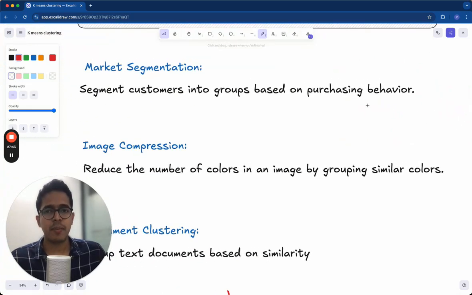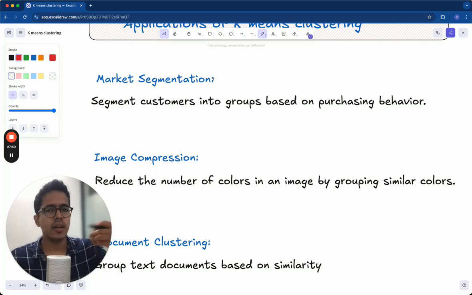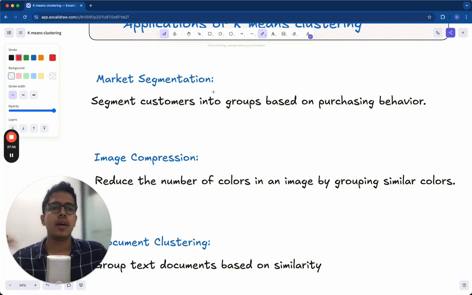So this was one application that I have actually worked on, but there are more complex applications in real problem statements that people are experiencing right now. For example, market segmentation that I talked about. For Amazon or for any e-commerce platform, you have to segment the customers.